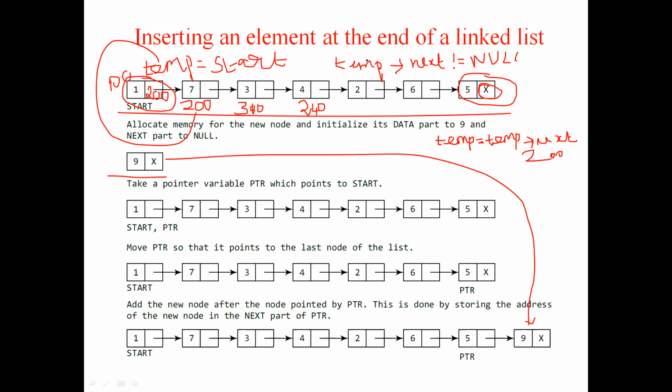Now again the while loop will check: temp of next not equal to null. Yes, it is not equal to null. See, now the temp is nothing but 200. 200 of next is not equal to null. It means this node is not the end of the list. There is some other node in the list. So like that, I will keep on iterating using the while loop.